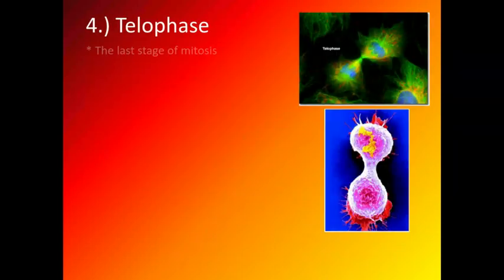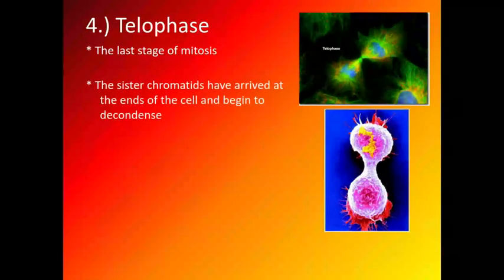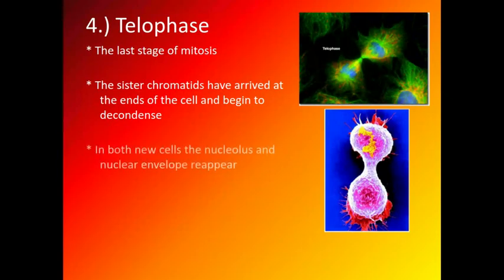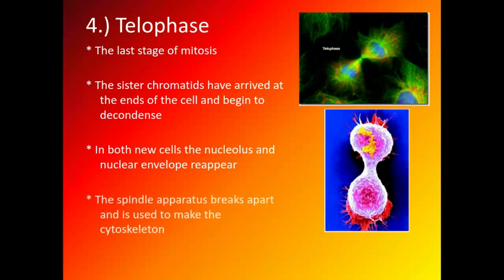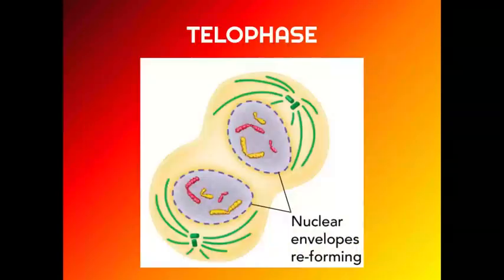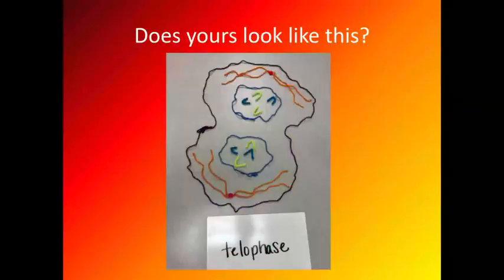And then the last phase of mitosis is telophase. So this is the last stage. The sister chromatids, they arrive at the ends of the cell and they decondense. And then in both new cells, the nucleolus and nuclear envelope reappear. And then the spindle apparatus breaks apart. And that's what it's starting to look like. You got your nuclear envelopes reforming in both cells. And that's what your bag material should look like.